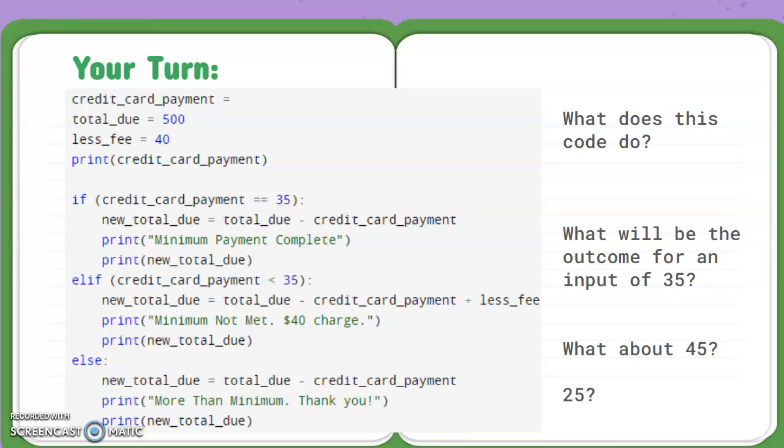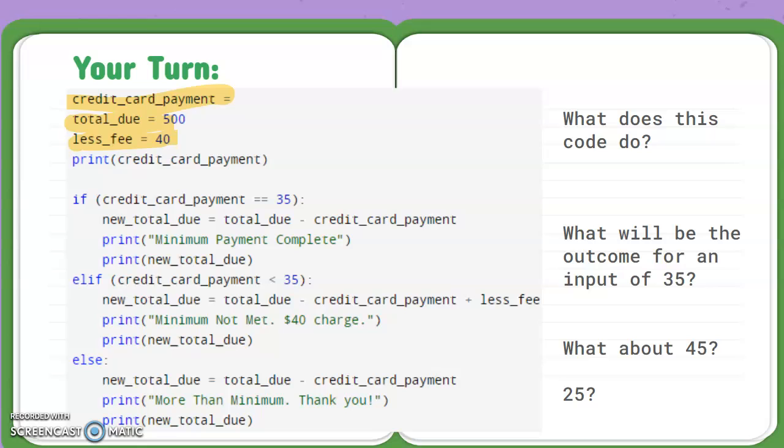So what will be the outcome for an input of 35? We have our variables up here. We have our credit card payment, and it's set to nothing right now. And then we're going to print however much we paid. So if it's 35, the first thing my computer is going to do is check if the credit card payment is equal to 35. Well, is 35 equal to 35? That's true. So the first thing it's going to do is calculate my new total.